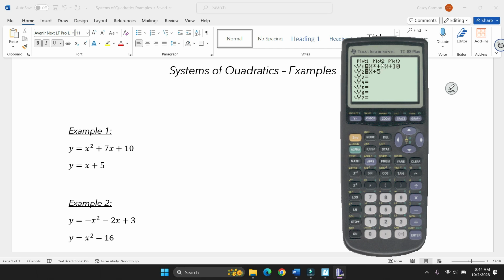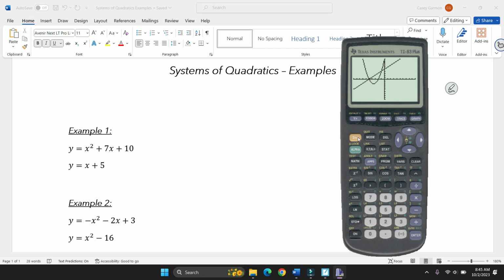Now from here, you can go ahead and hit your graph key and see if your window is correct for the system of equations you're looking at. Okay, so I can see one equation, and then I can see the other. So this window is actually perfect for what we're doing. If we need to change anything here, we would go to the zoom or the window options and adjust accordingly. All right, so now that I have my system graphed, how do I find these points of intersection?